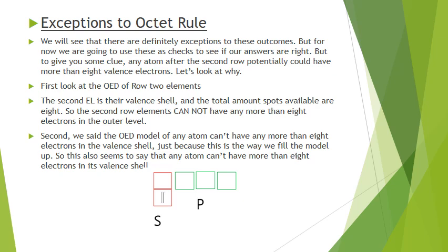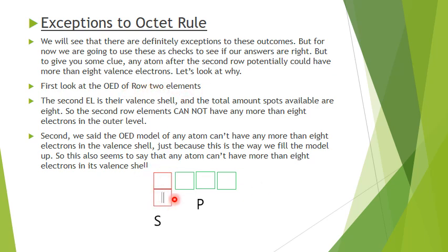Now, this is specifically for the 121 class. And we'll see that there are exceptions to the octet rule and why this is. We'll see that there are different exceptions to these outcomes, but for now we're going to use these checks, achieving noble gas and the octet rule. But let's take a look at why there might be exceptions to the octet rule, and we'll see that down the road. Okay, so let's look at the orbital energy diagram for the first 2 rows of elements.